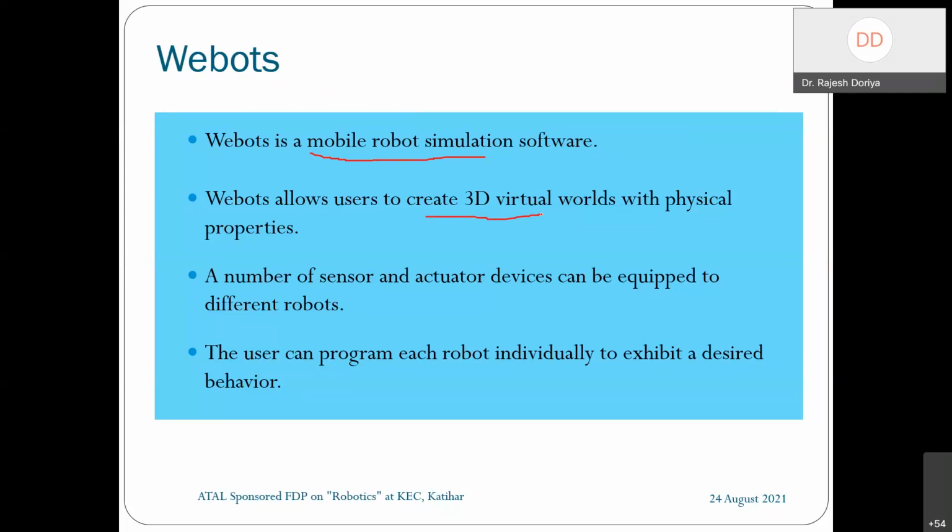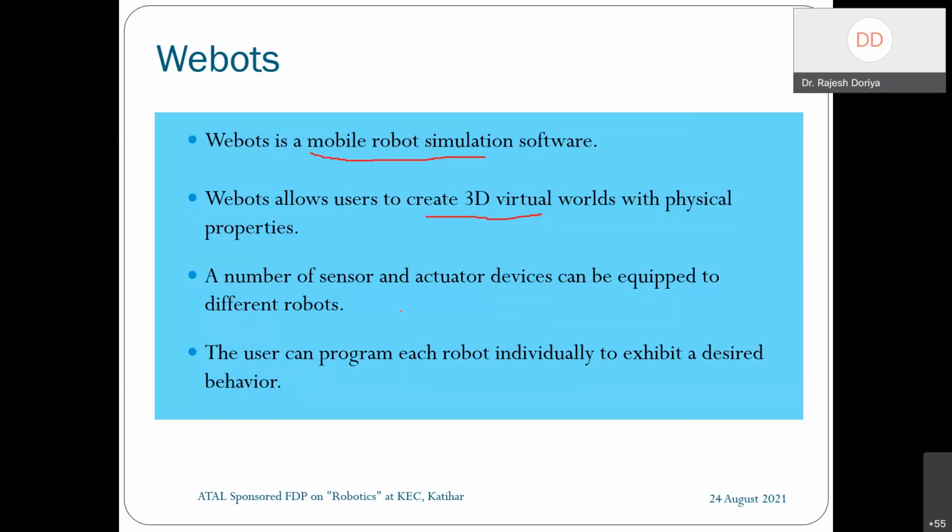So all the functionalities of ODE, Open Dynamics Engine, are there, and a number of sensors and actuator devices can be equipped to a variety of robots. So we have got a variety of sensors, for example, gyro, you can use compass, touch sensor, rangefinder, even the LiDAR sensor, even GPS. So almost all the sensors are there in Webots. So it is up to your visualization what sort of robot you want to create. Either you can create your own robot or you can use their created robot.